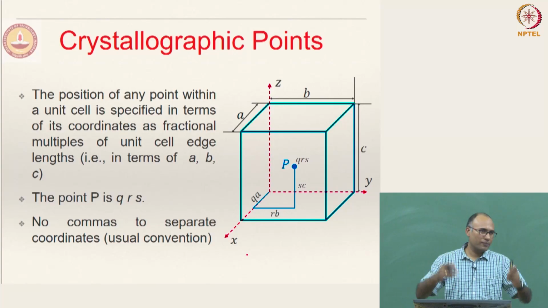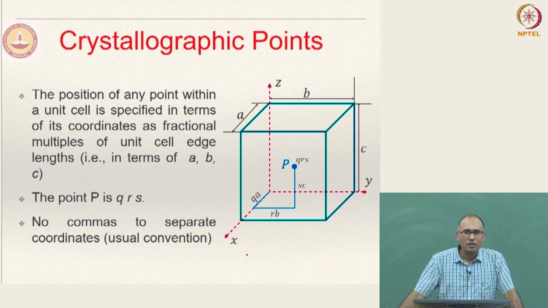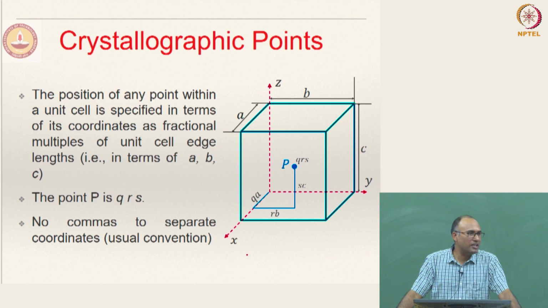And then once we have a unit cell, so now we will work with the unit cell. Now each and every point or position in the unit cell needs to be represented. How do you represent that? These are called crystallographic points. How do you represent a crystallographic point?